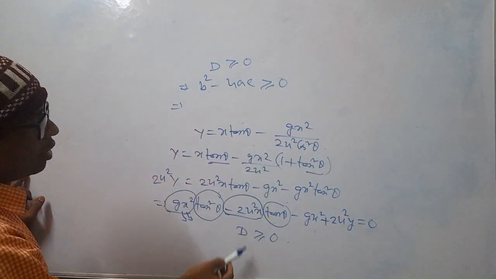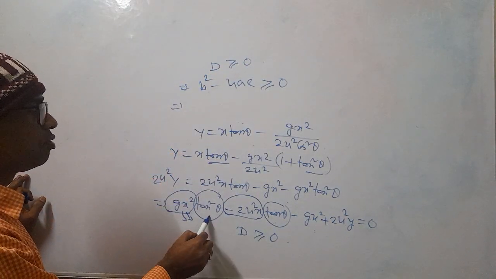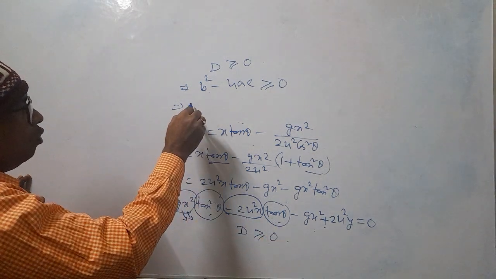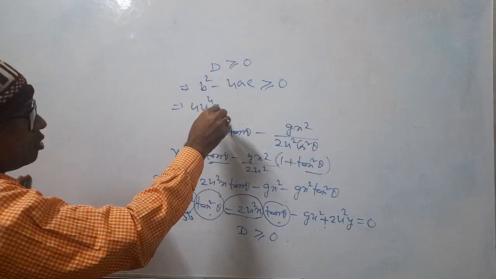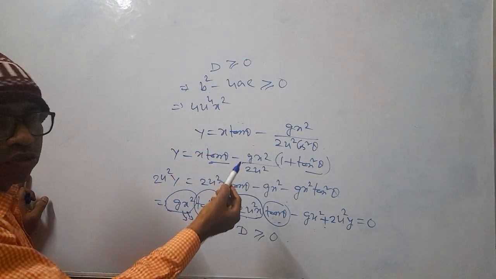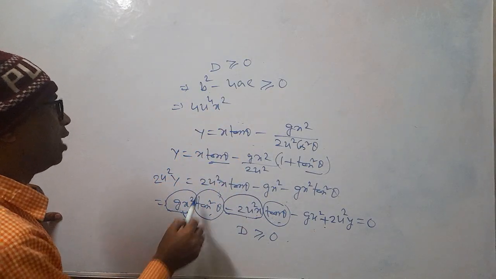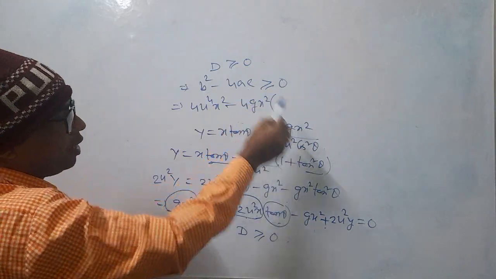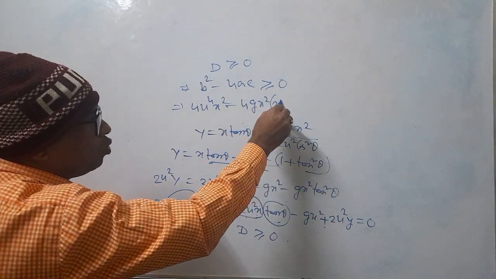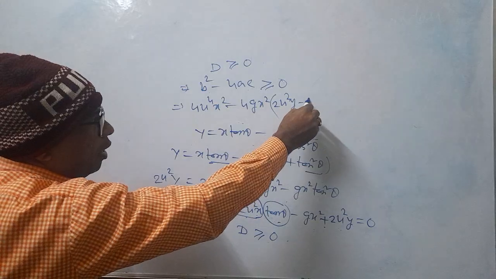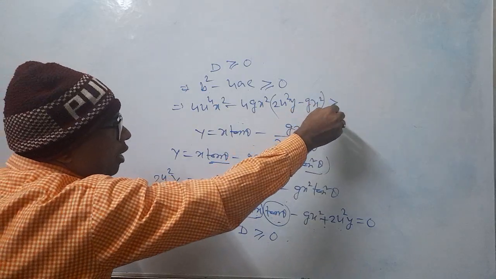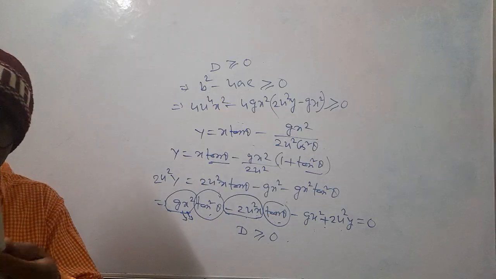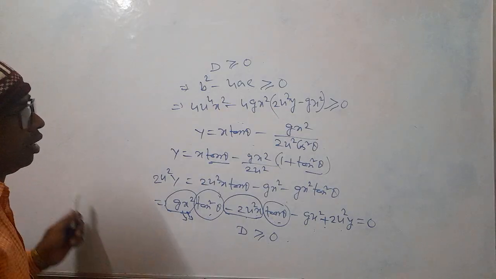What is b? It is the coefficient in a x square plus b x plus c. So b is minus 2u square x, and b square is 4u to the power 4 x square. Minus 4ac, that is minus 4 g x square into c, where c is g x square minus 2u square y, greater than or equal to 0. This is another quadratic equation you get here.